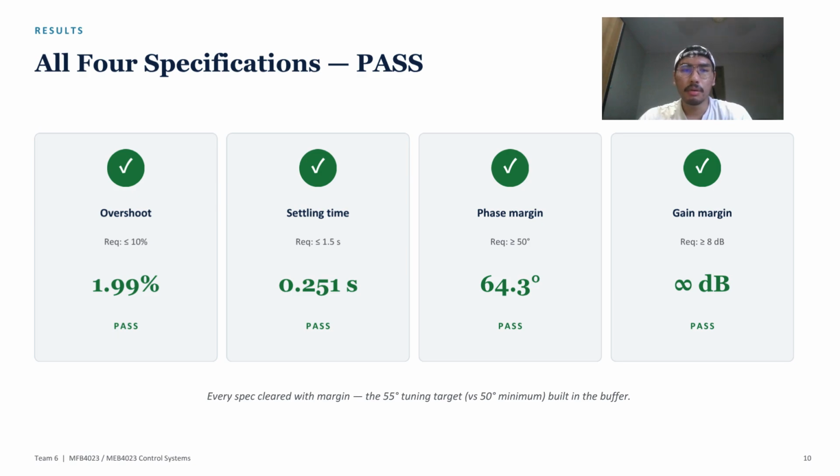So, pulling that all together, all 4 specifications pass, and none of them are just scraping by. Overshoot, settling time, phase margin, gain margin, all comfortably inside the target. Next, Robbie will show you what happens when we throw a real disturbance at this system.